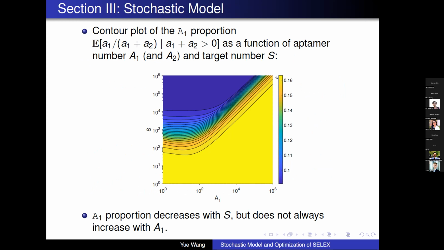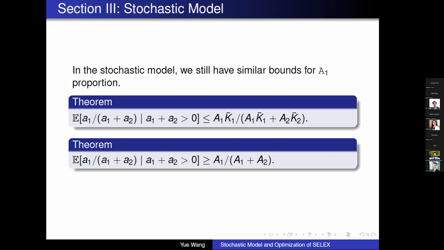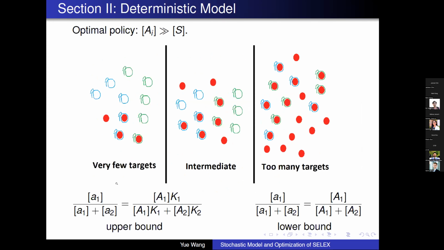And this is the contour plot of this proportion. Here, the color is this term, and yellow is higher and blue is lower. The x-axis is the number of initial A1, and the y-axis is the target number S. We can see that this proportion decreases with S. However, look at here. This proportion doesn't always increase with the uptimer number, which is different from the deterministic model. But the same here, we can prove the expected proportion has the same upper and lower bounds, like the bounds here in the deterministic model.